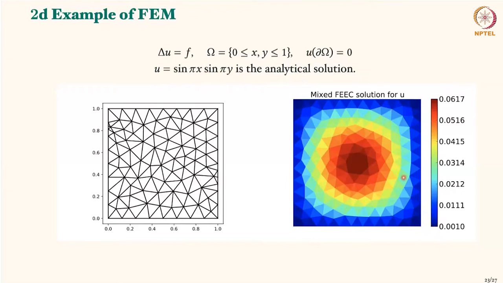And it does have the correct behavior. Like at half, it reaches its maximum value, which is 1, sine pi over 2, sine pi over 2. Okay. So this part, you can think of it as a black box for two-dimensional meshes.